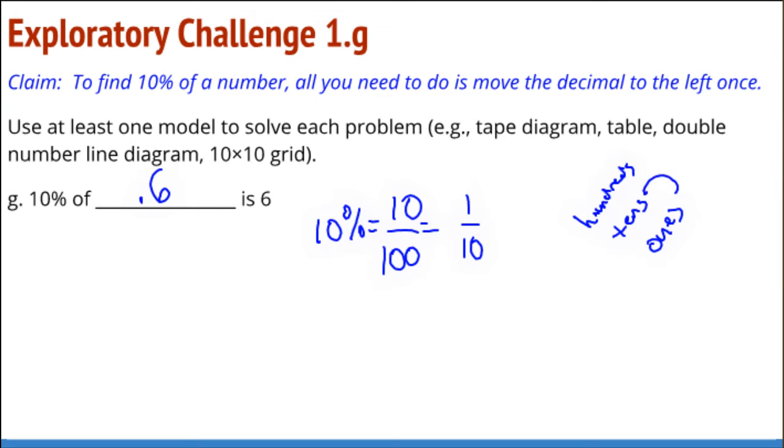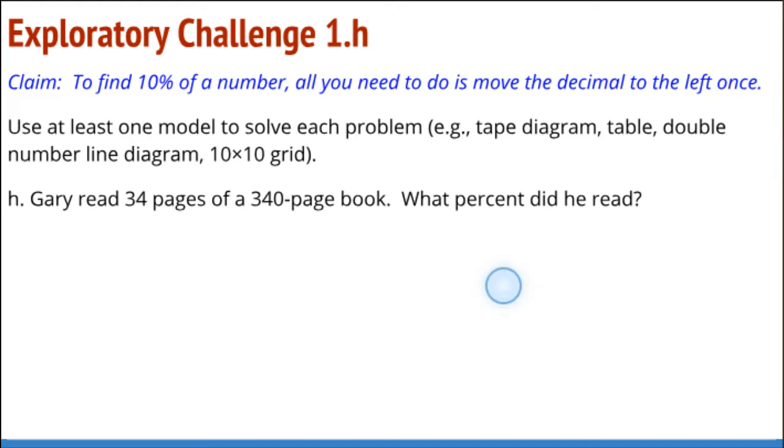And in the base 10 system, when we move from tens to ones, we're dividing by 10. When we move from hundreds to tens, we're dividing by 10. So when we want 1/10 of something, the decimal is going to move one place to the left. That's a 1/10 as that decimal moves left.